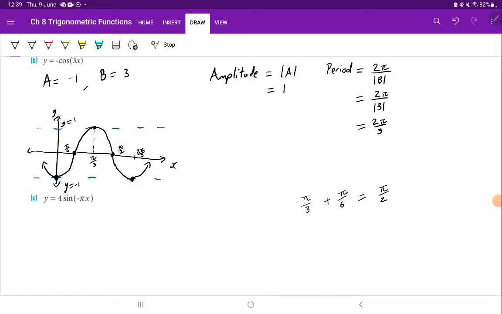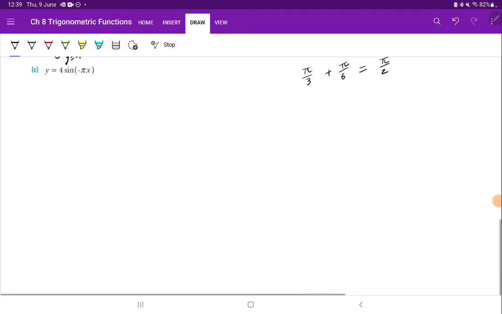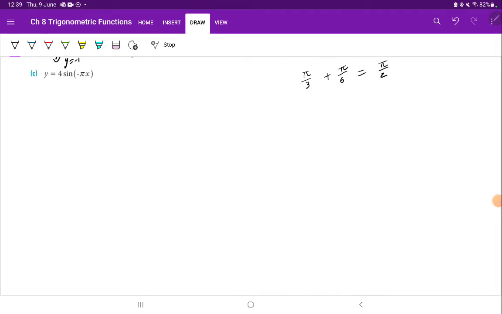Alrighty, last one is going to be where we have really messed with both the amplitude and the period. So a is equal to 4, b is equal to -pi. And the negative isn't on the outside, the negative is on the inside. So it's not going to be a vertical reflection, it's actually going to be a horizontal reflection. So let's go through and have a sketch.